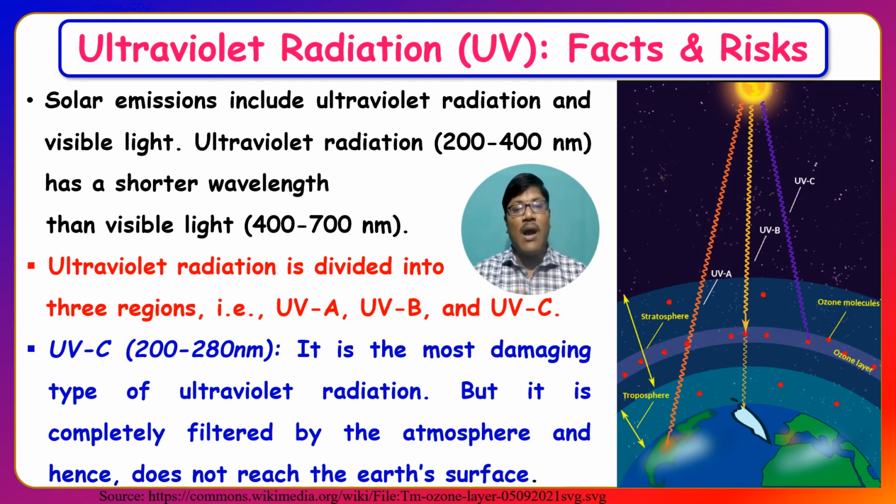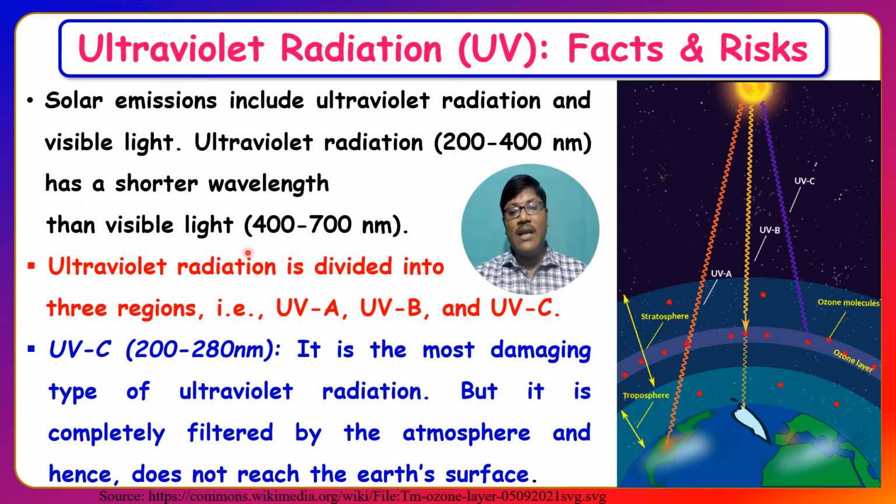Facts and risks about ultraviolet radiation or UV radiation. Solar emissions, that is sunlight, include ultraviolet radiation and visible light. The wavelength of ultraviolet radiation is 200 to 400 nanometers and the wavelength of visible light is 400 to 700 nanometers, which means ultraviolet radiation has shorter wavelengths when compared to visible light.